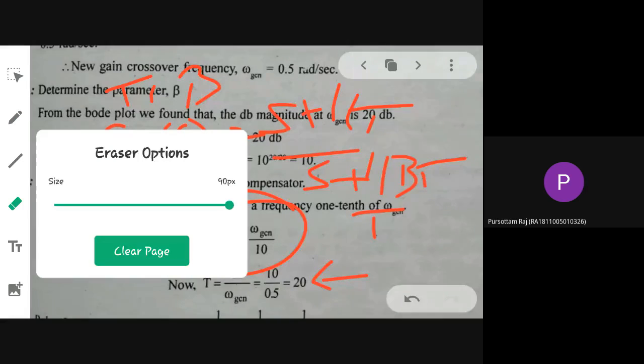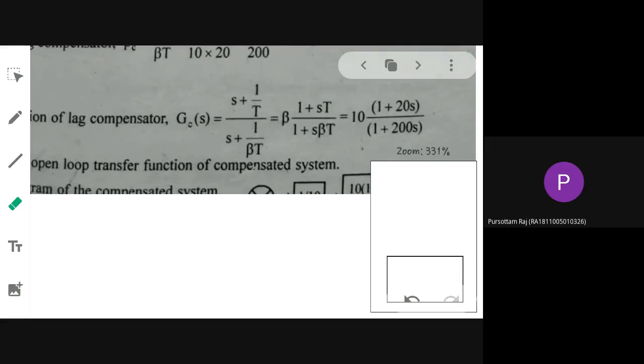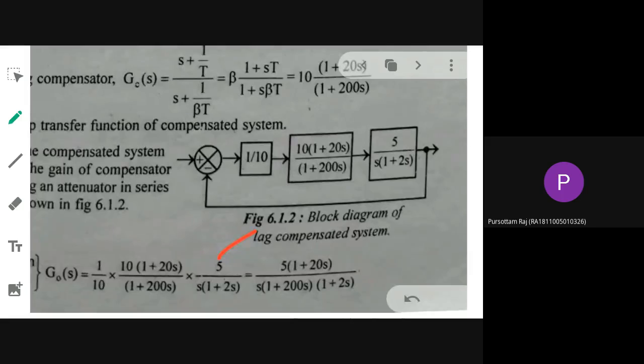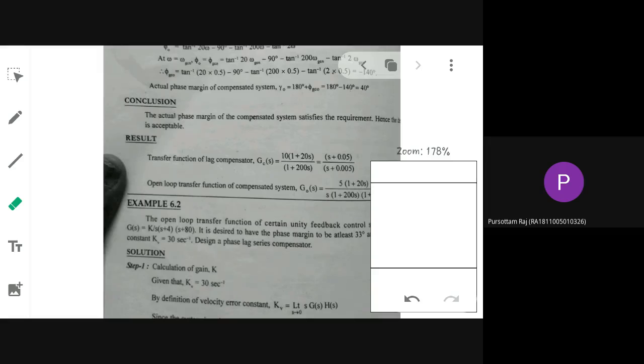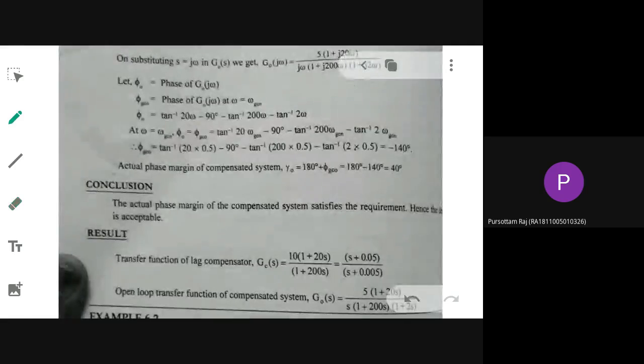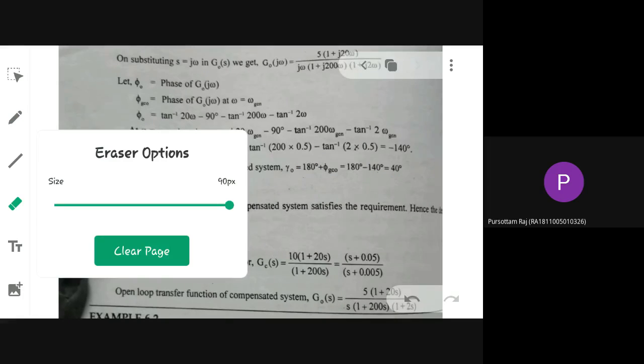Then you will draw the open loop transfer function. This diagram you have to draw and find out the open loop transfer function. Then again by using the angle formula, you have to determine gamma. If that gamma is desired, then okay, the compensator is okay. That is the procedural step that you have to follow for the lag compensator. Okay, understood?